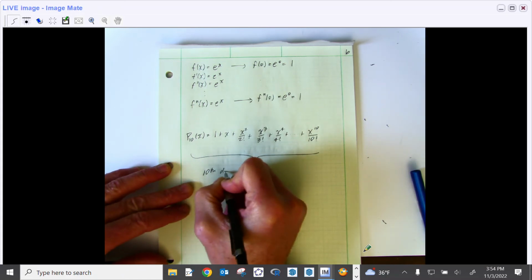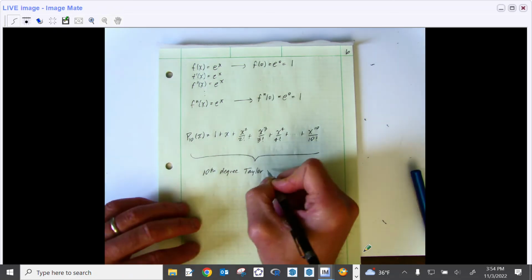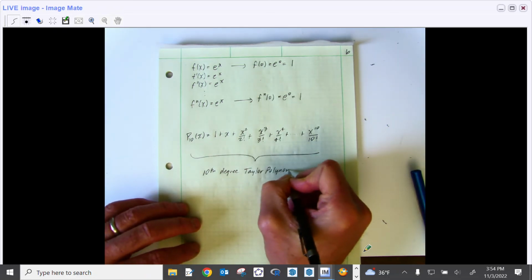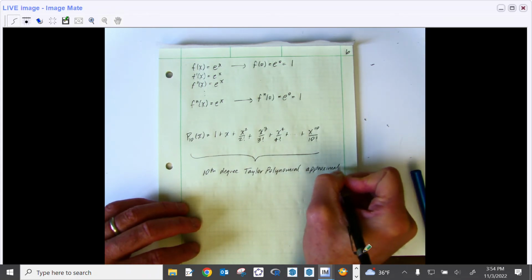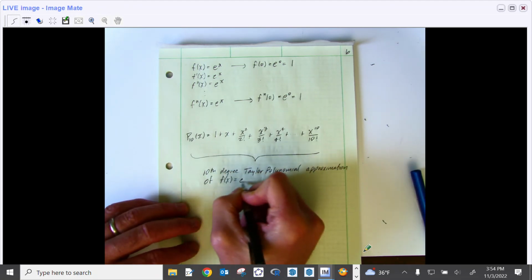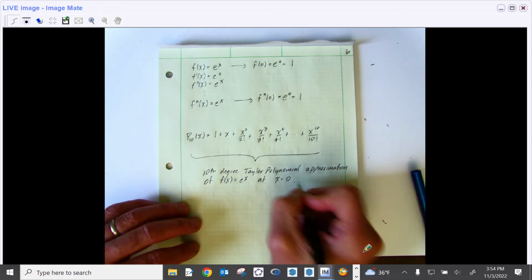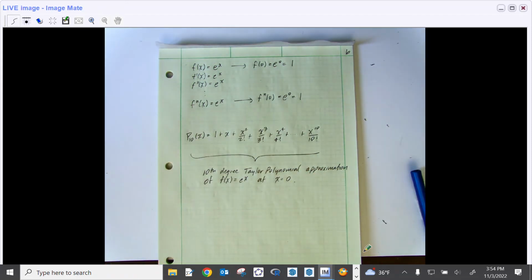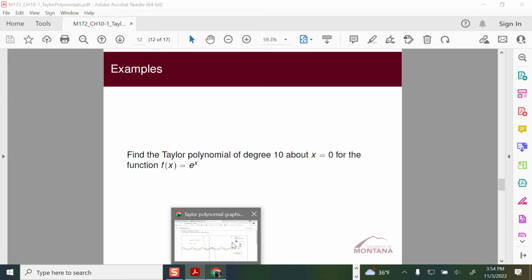10th degree Taylor polynomial approximation of the function f of x equals e to the x at x equals 0. So that was fairly quick. Of course, that's only going to happen with the exponential function because it's the only function that has itself as its derivative. Let's take a look and see what that looks like online.